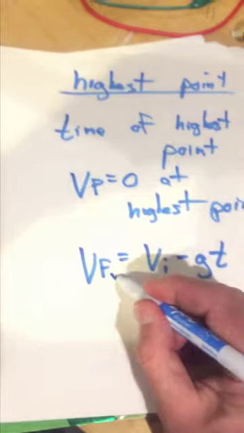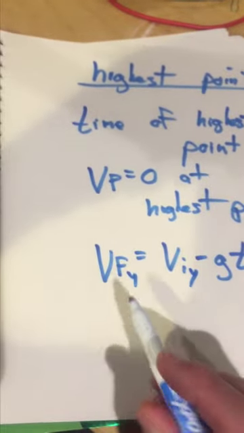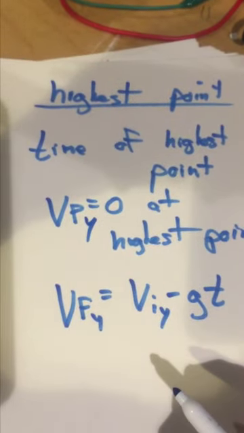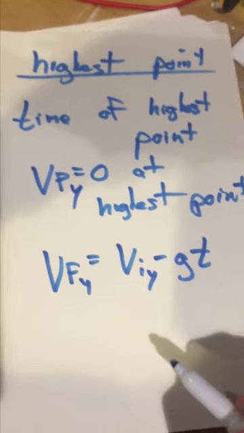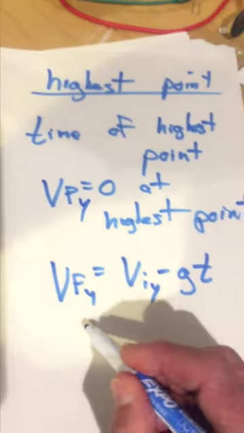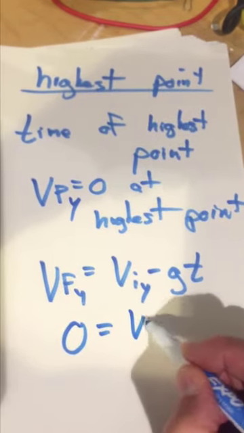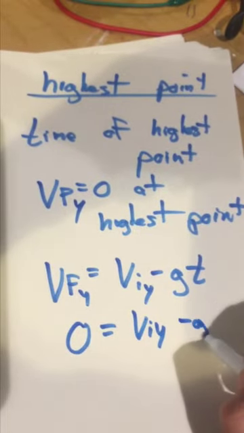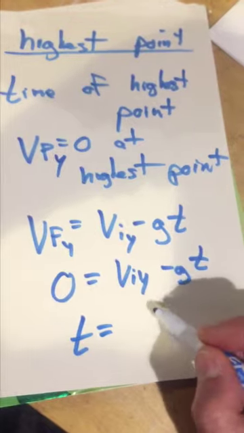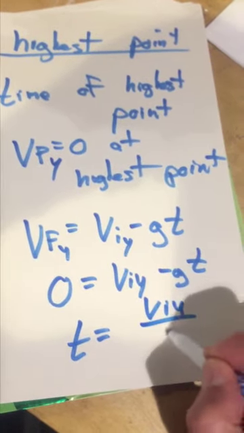And this is, of course, the y information here. The final y velocity is true at the highest point. The y velocity is 0. The x velocity is still going to be 4.3 meters per second, but the y velocity is going to be 0. So I can plug in my 0 and say 0 is equal to V initial y minus g t, and I can solve for t. t is equal to V initial y divided by g.